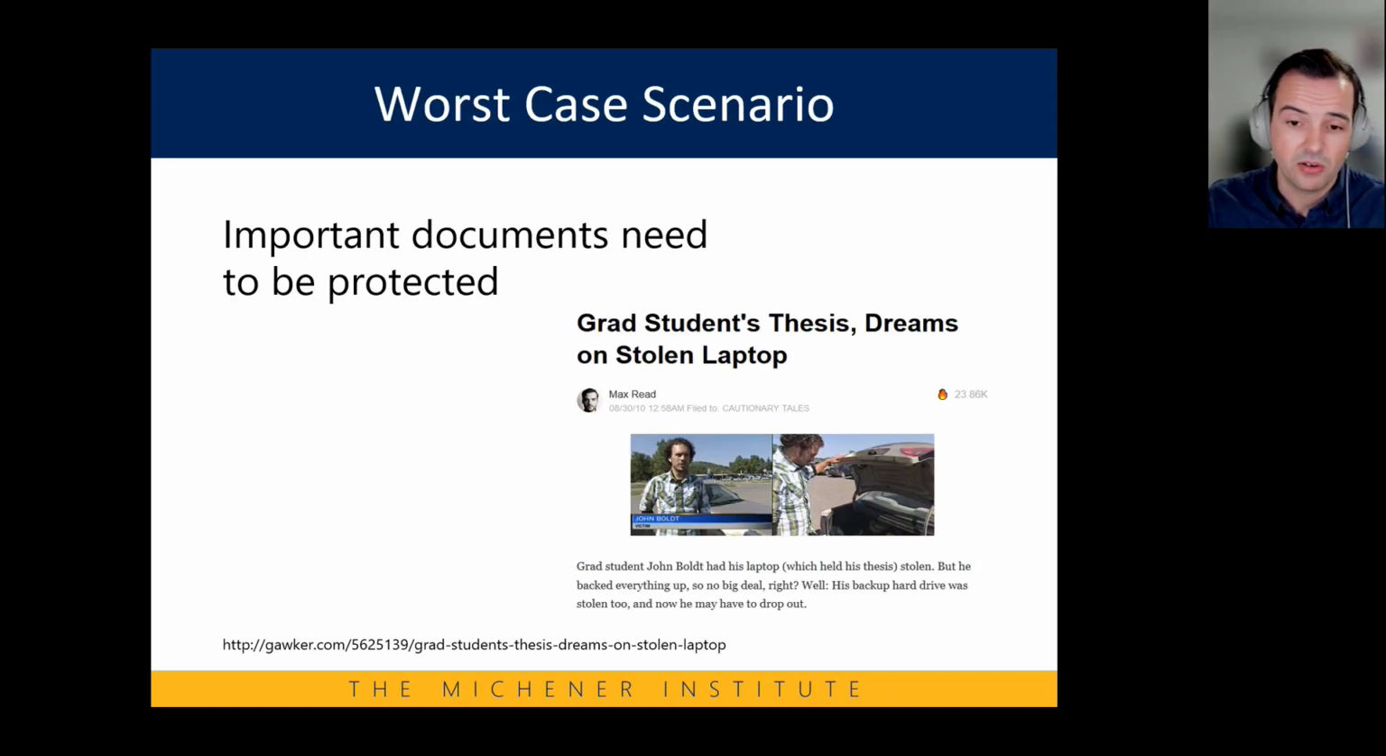Because there are worst case scenarios. For instance, this is a real story. A grad student's laptop was stolen, and it included his entire thesis, all of his information, everything that he'd ever worked on, just on that one laptop.